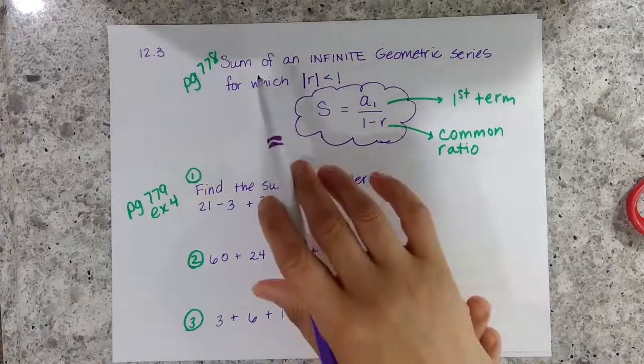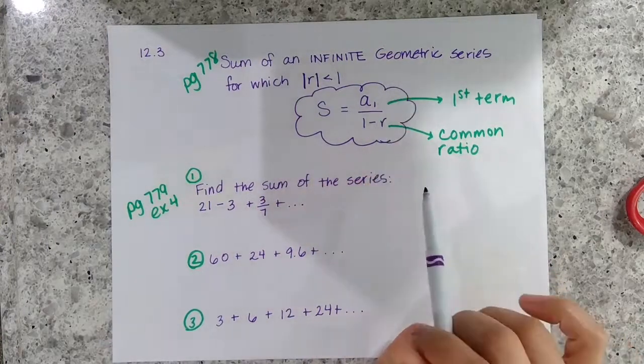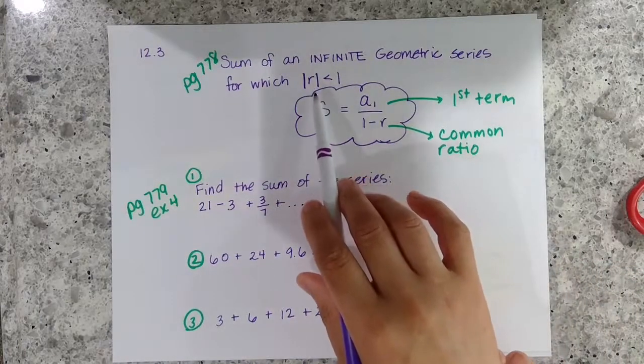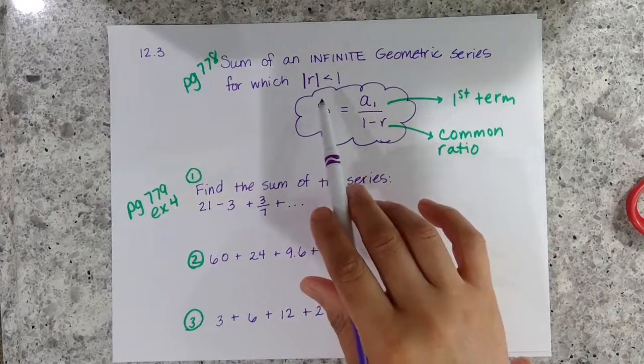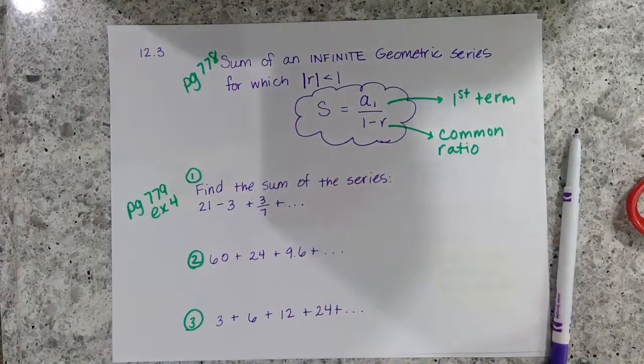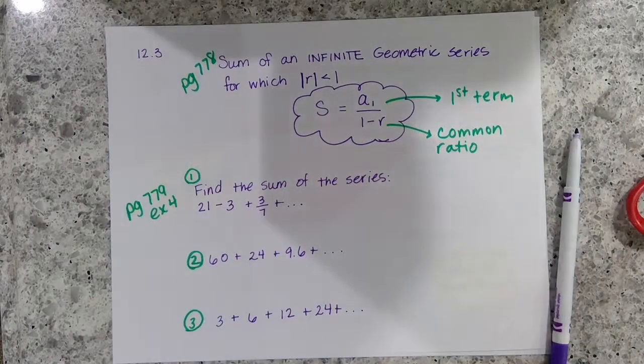So a sum of an infinite geometric series does exist if your common ratio is a fraction. If your common ratio is a fraction, then you're going to use this formula. The formula says it's your first term divided by 1 minus your common ratio. So let's do the first problem.